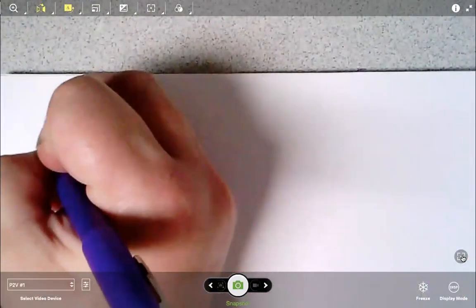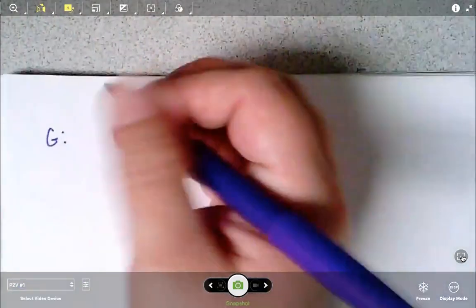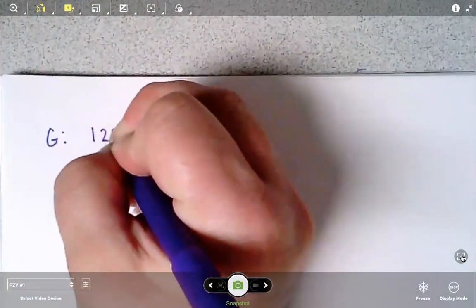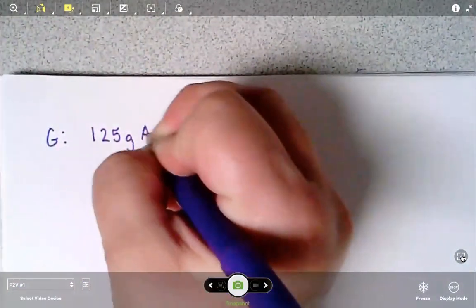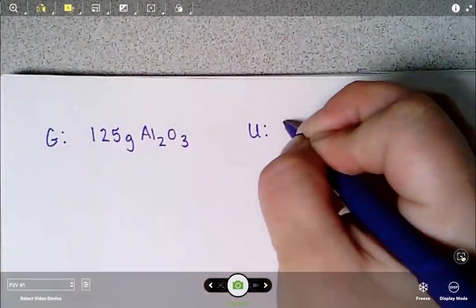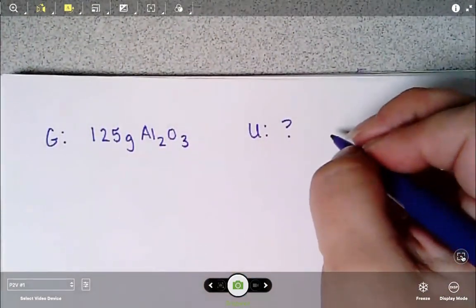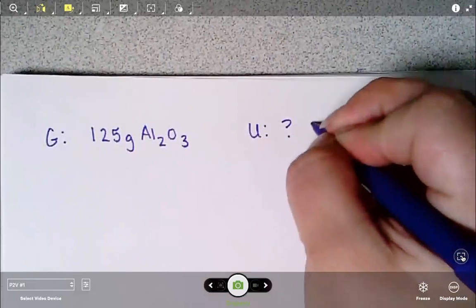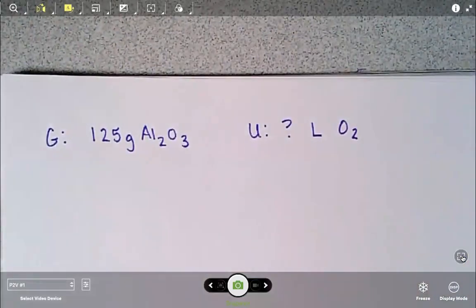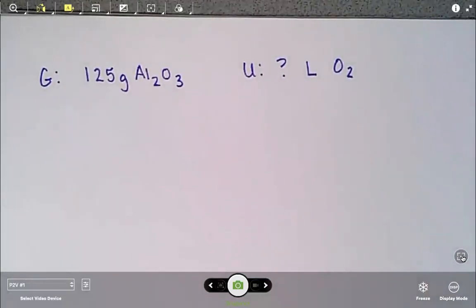Let's just stick with our same equation so we don't have to keep writing it down. Let's get our given in. We have 125 grams of aluminum oxide. And you need to determine how many liters of oxygen gas. So same balanced equation.